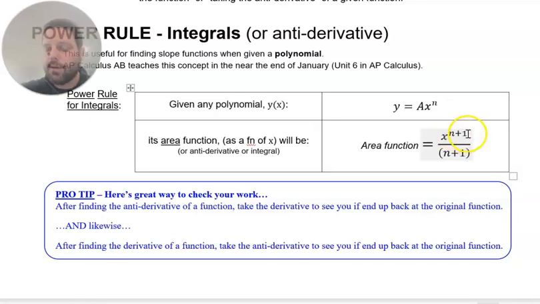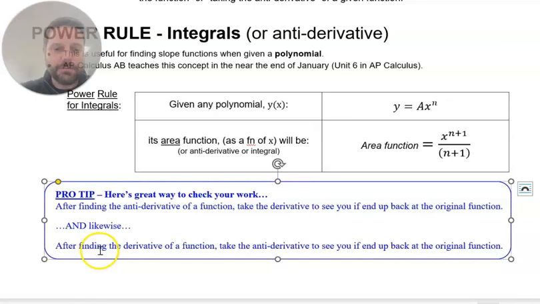And then whatever power we end up with when we add 1, we're going to also put that down in the denominator, dividing by it. So one of the pro tips here, as you're getting used to this: if you do an antiderivative and get a function, you could actually just take the derivative of that and see if you get back to where you started with the original function. That's a great check that you can use.